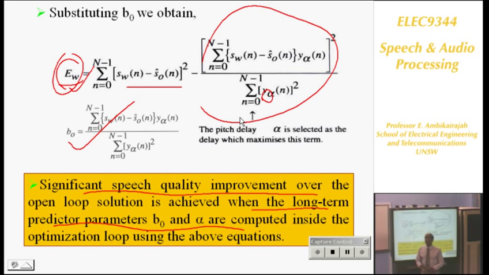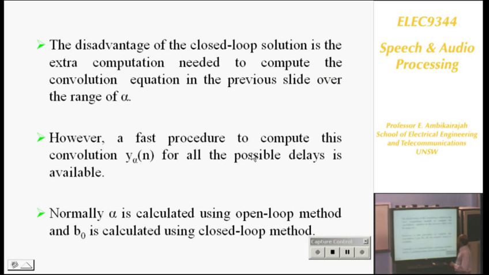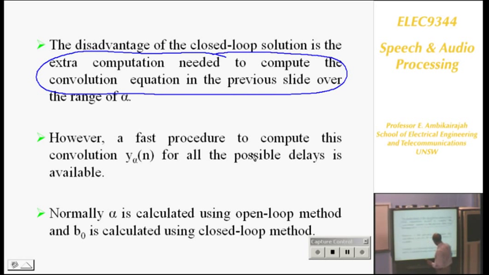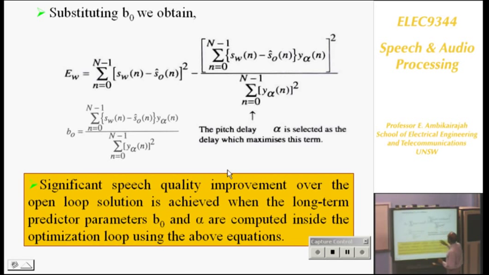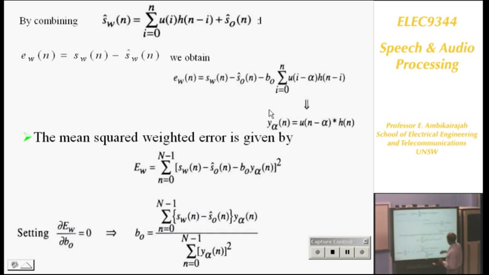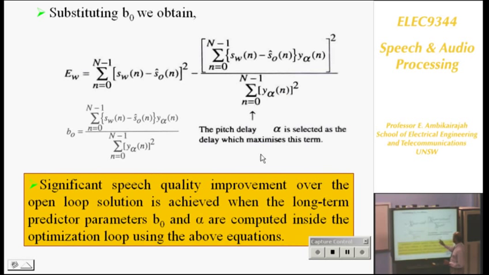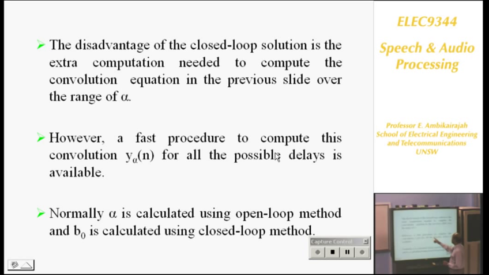When you implement this in a computer, it's very, very simple. Couple of lines, not very big. Looks very big, but it's very simple. So what is the disadvantage of the closed-loop solution? It's the extra computation you need for the convolution equation that you have. If you look back, you see this convolution equation that you need to calculate backward, and this extra convolution you have to calculate just takes some time. However, a fast procedure to compute this convolution for all possible delays is available. People have developed a fast computation procedure so you can calculate it.